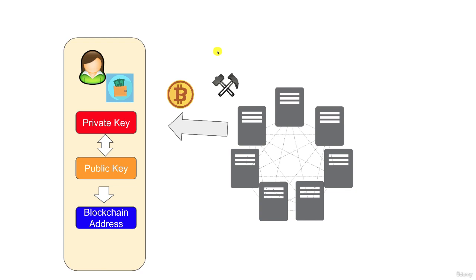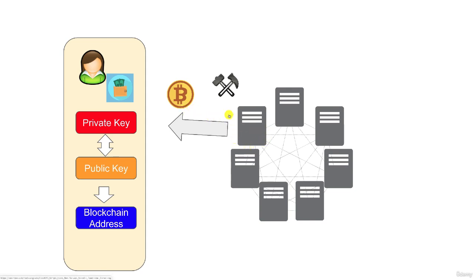Let's talk about mining. This person's wallet looks like this. We'll focus on this private key and public key in a bit. This person has a blockchain address. And this person owns, out of all these blockchain networks, this one server and is using this to mine. After mining has been completed, then this person will receive cryptocurrency as a reward.